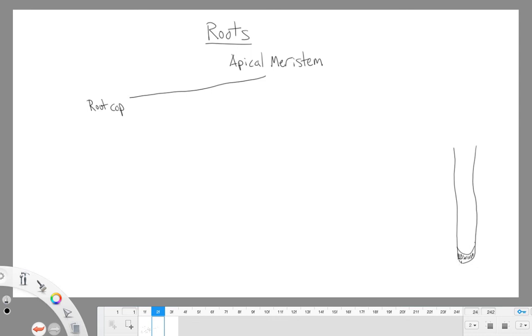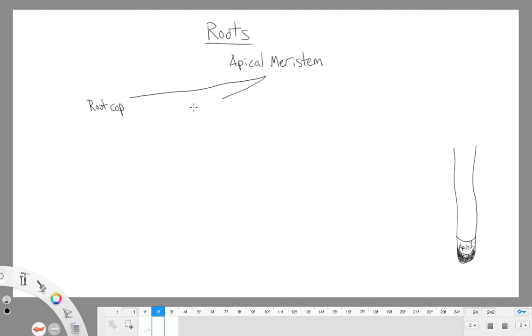And this root cap is going to protect the growing root. So this root is growing down through soil. As it does that, these cells get damaged, but they're protecting all the other cells further up in the root. So this apical meristem continually produces new root cap cells to replace those that are lost. And right back here is where we find our apical meristem.